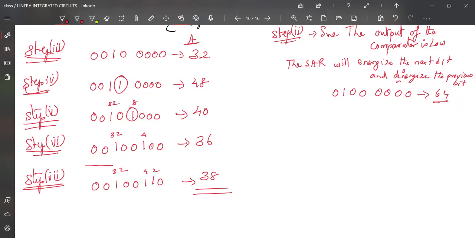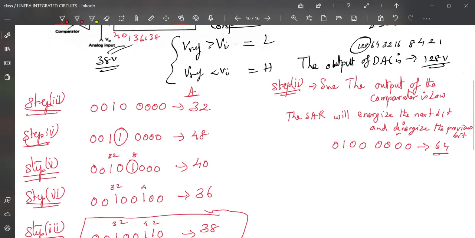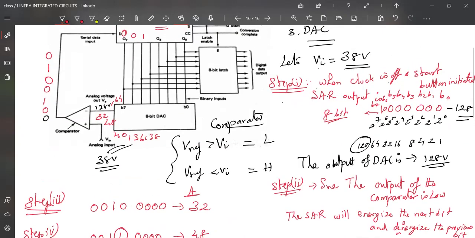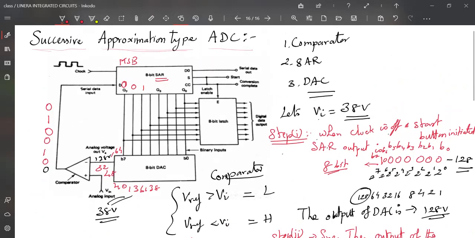Likewise, the analog value can be converted into digital value using the successive approximation register. Here we are able to convert the signal directly, so it is a very simple process compared to the counter type analog to digital conversion process. This is the methodology of how the step by step conversion is carried out in the successive approximation type analog to digital converter.